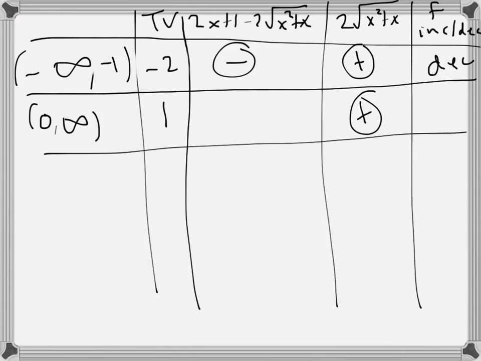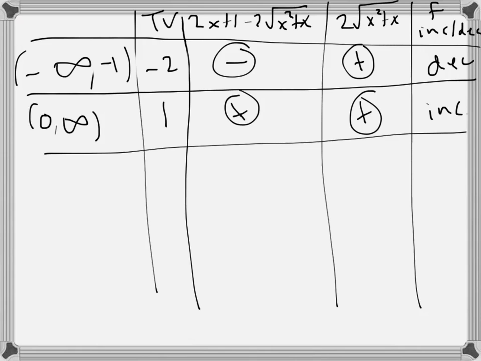Now when I plug in 1, I get 2 plus 1 is 3, minus 2 times the square root of 2. So that's okay to use your calculator here and just double check what that value is. And that value is 2.83, which is less than 3. So I take 3 minus something less than 3, and I get a positive. So that means I'm increasing here.